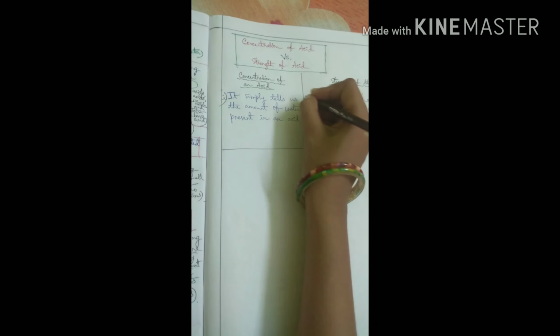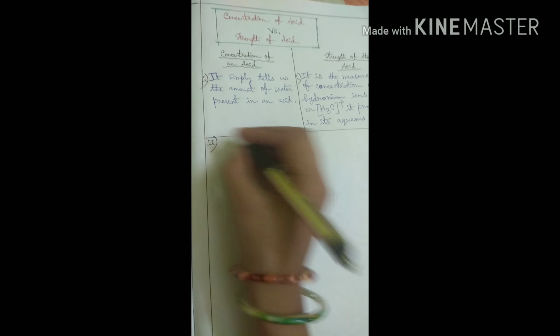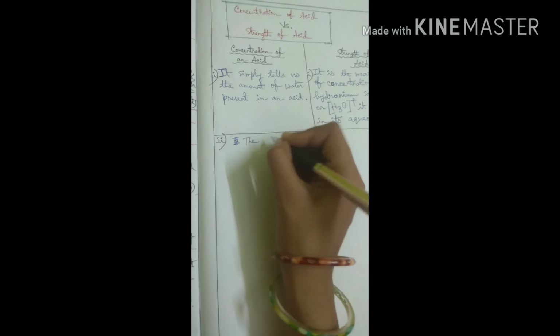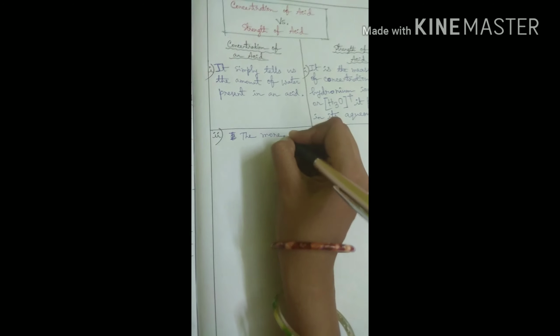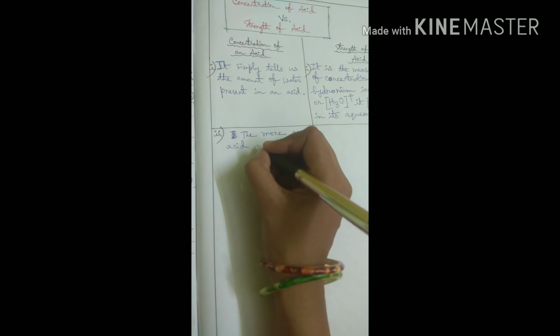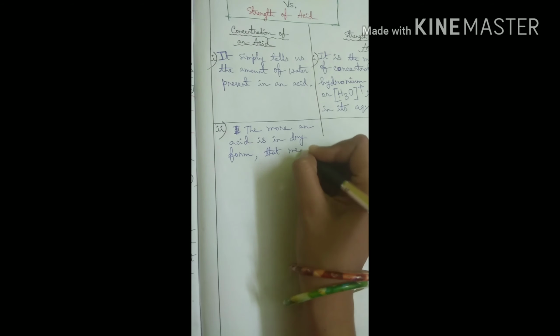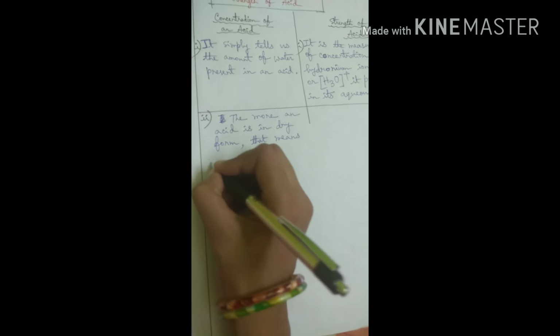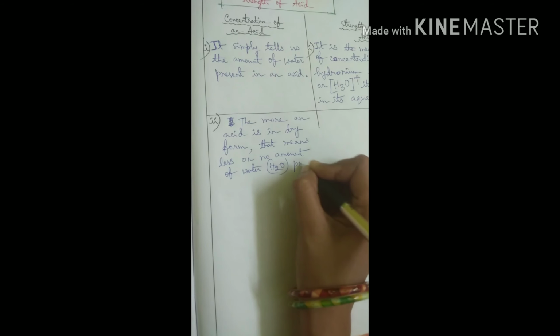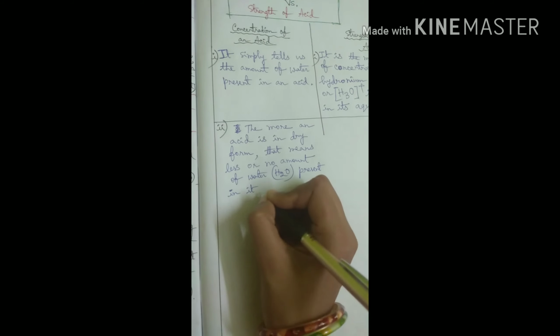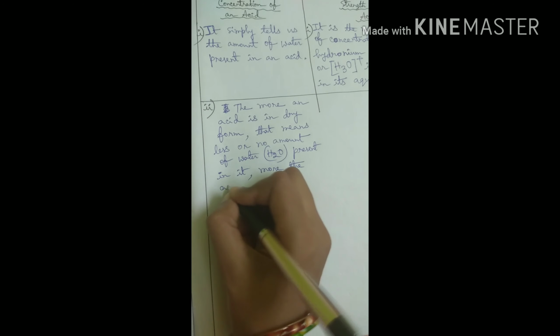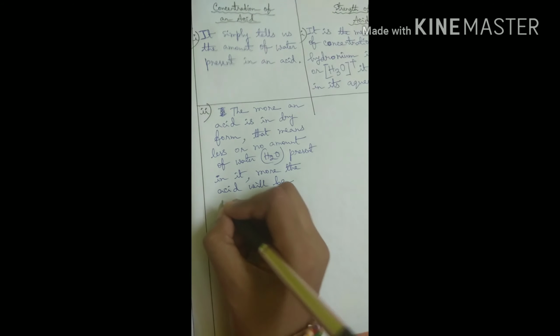So the second point we can write under these differences: when we call an acid a concentrated acid, the more an acid is in dry form, that means less or no amount of water or H2O present in it, the more the acid will be concentrated.